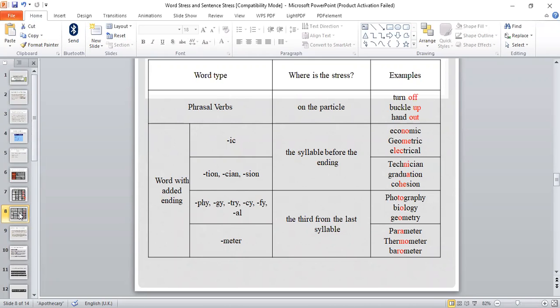photography, biology, geometry. So you can have those ones. And what's that end? That ends with meter. You can see as they are exemplified. So pay attention to those ones, and then you work with these rules.